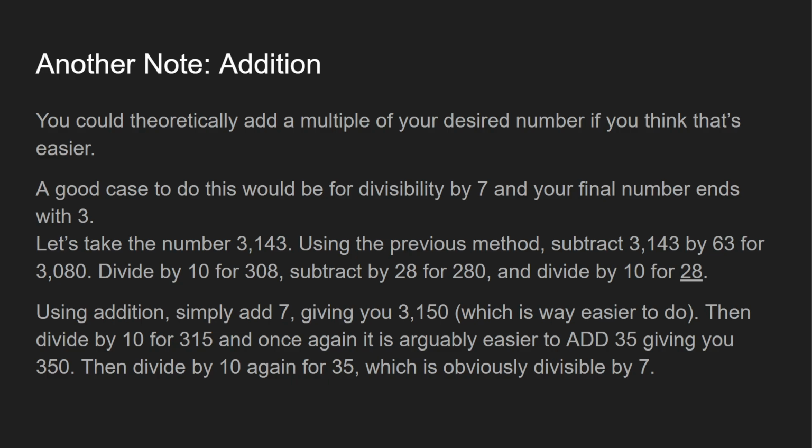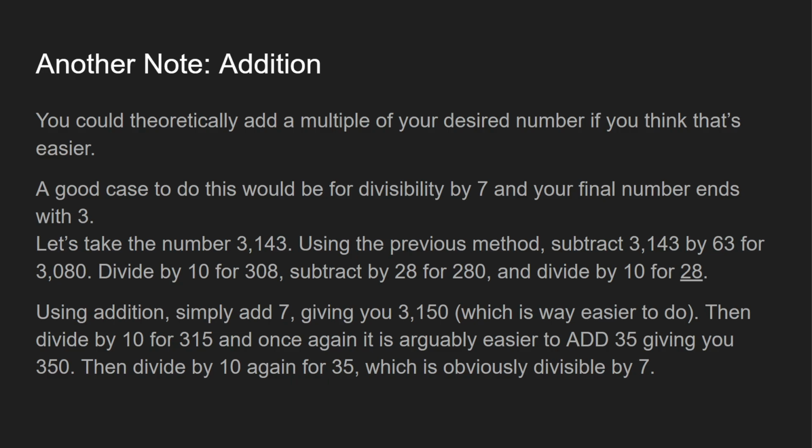If you're super smart and you can do that off the top of your head and it's super easy for you, good for you. But I would argue it's easier to just add 35. You don't have to worry about carrying over any numbers. You just add 5 and then you add 30. Bada bing, bada boom, 350. Divide by 10, you get 35. 35 is obviously divisible by 7 because that's what we just used. So in my opinion, that is easier.